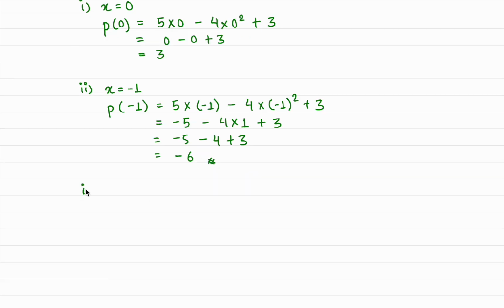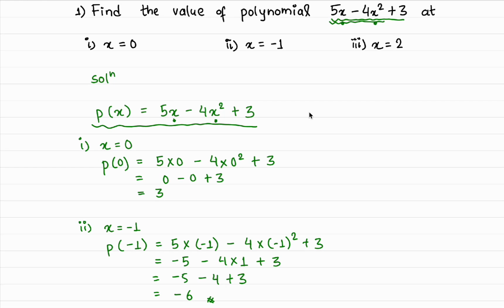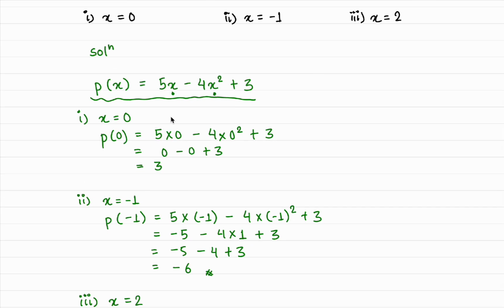For our third question, we have our x as 2. So we had our x as 2 in our third question here, over here. And then our polynomial is 5x minus 4x squared plus 3, right? We have it here as well.